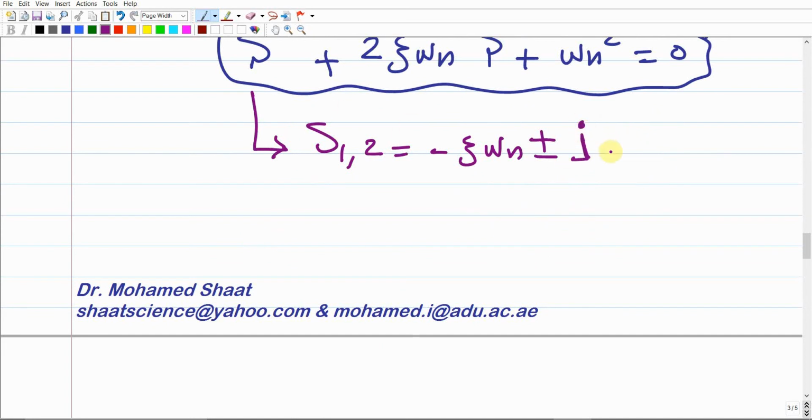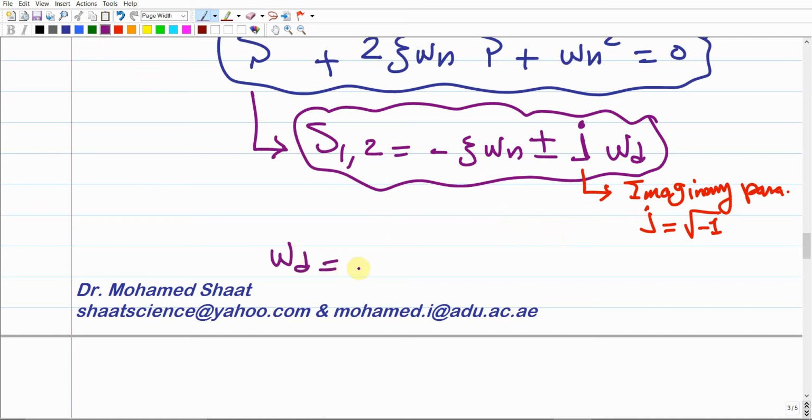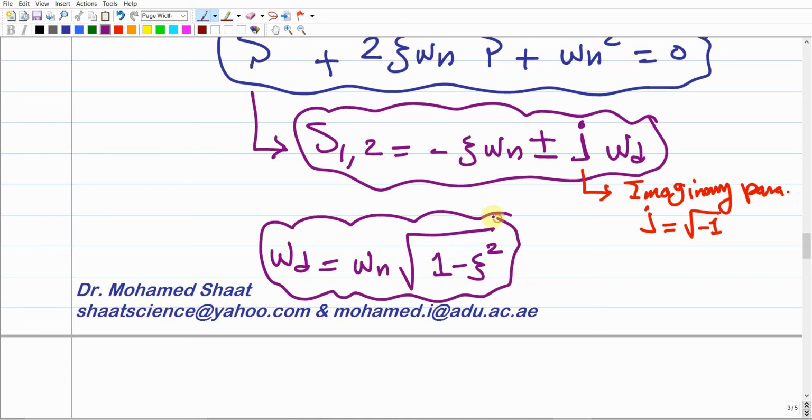This is not i, the current, because we're already using i, and omega d. This j here is the imaginary parameter, where j equals the square root of negative 1. So we have a new term shown here, which is omega d. This omega d equals omega n times the square root of 1 minus xi squared. You have to understand or just memorize this expression for omega d.